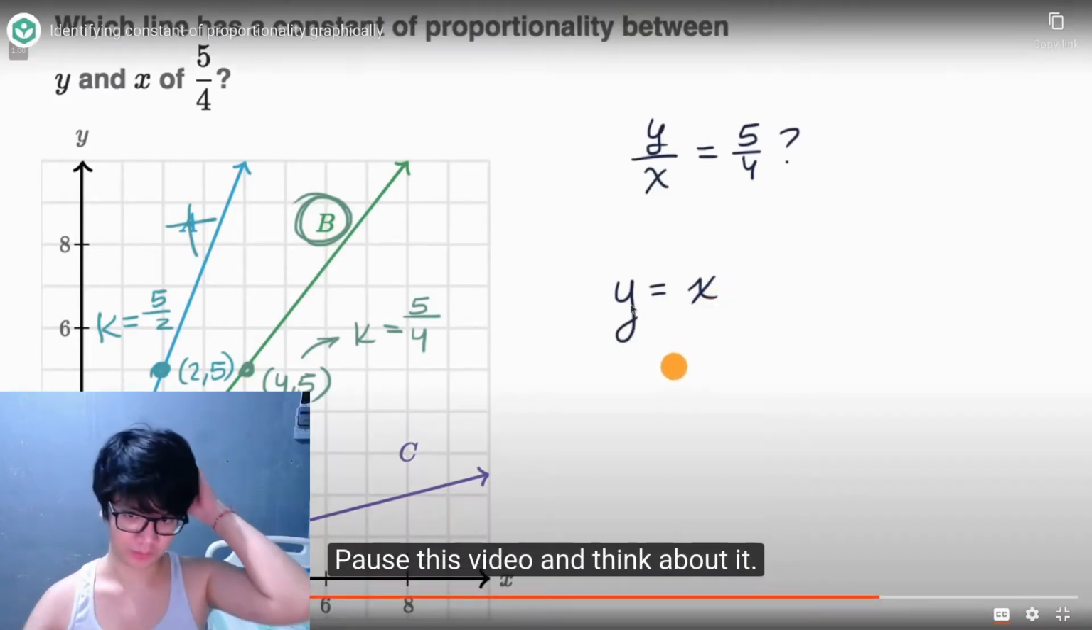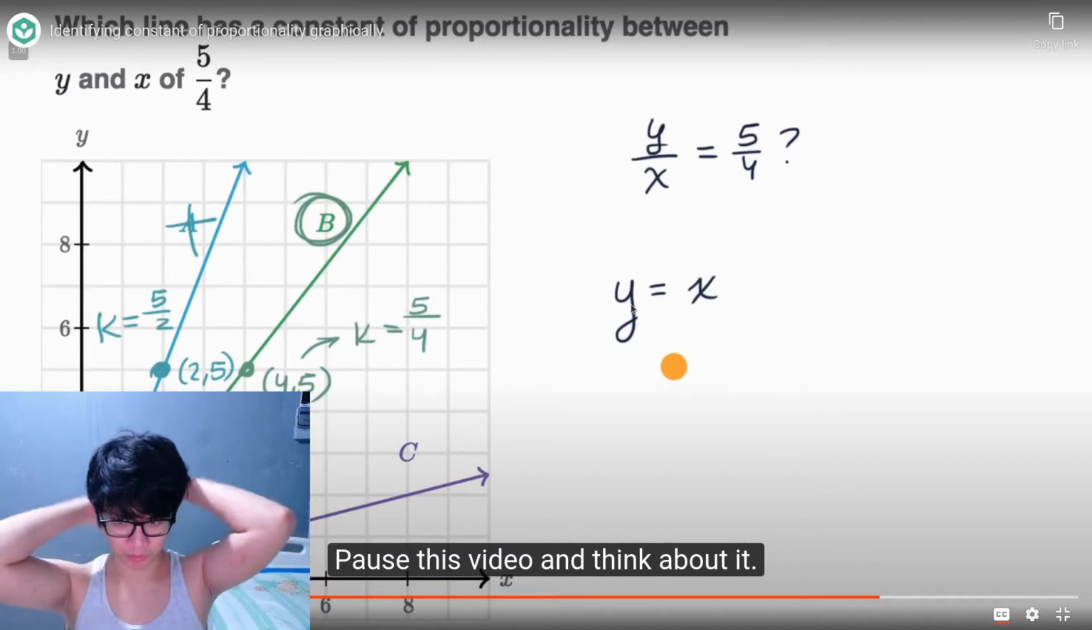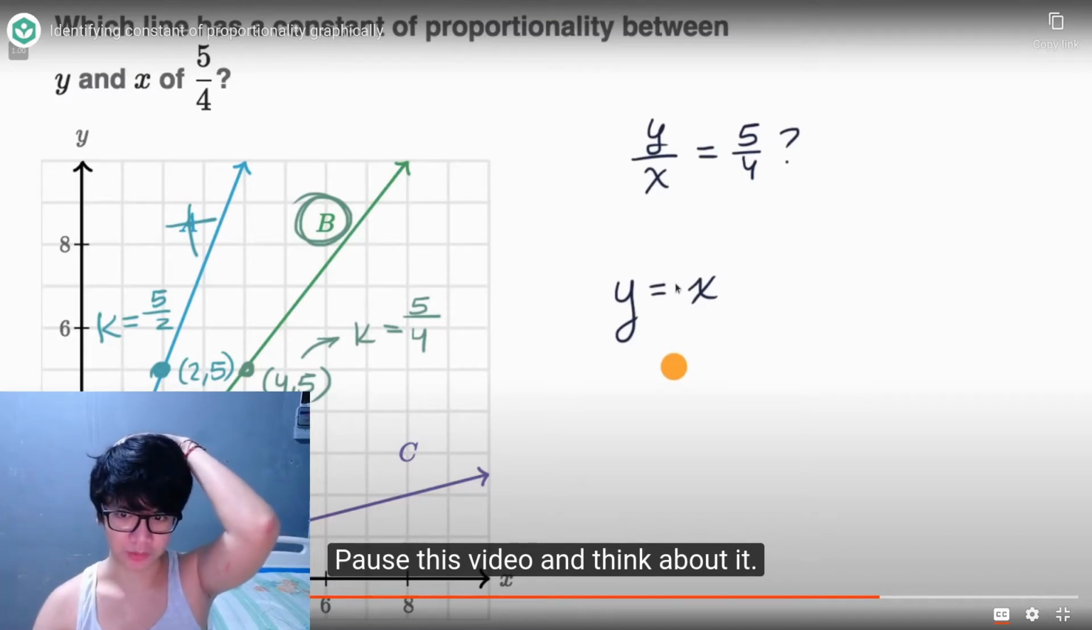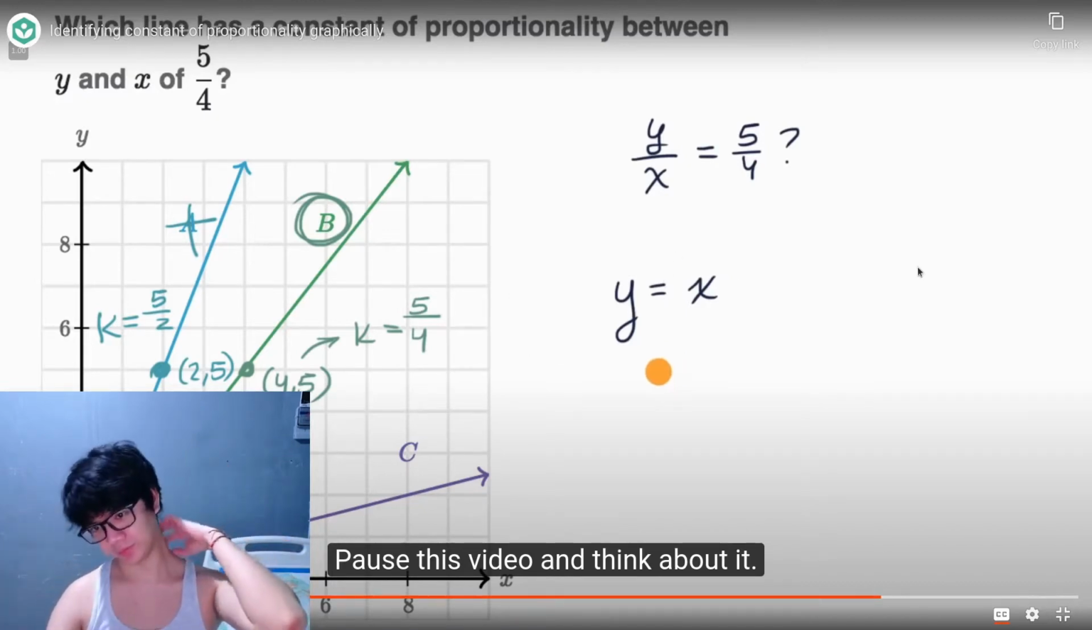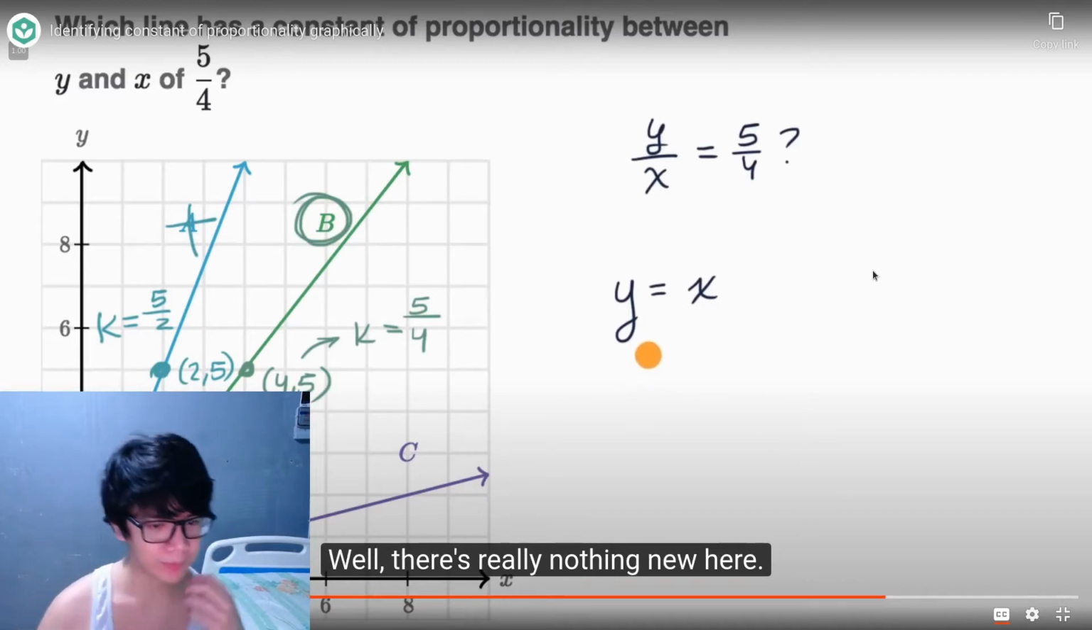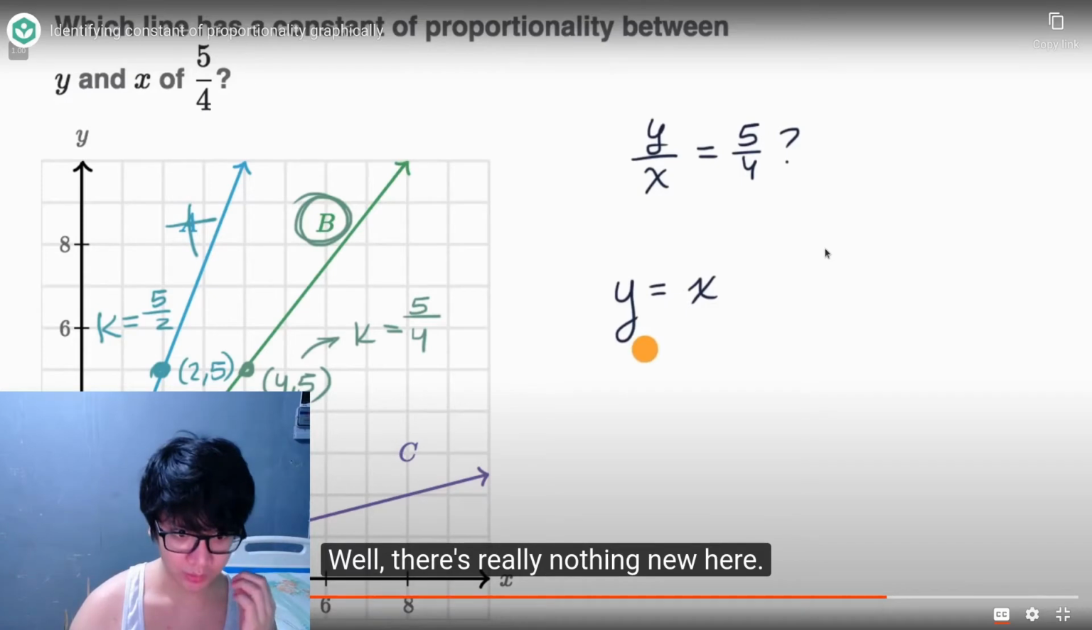Oh, let's think about it. Wait, isn't it the same as earlier? Like, the k would be here, right? So, what the heck? Well, I think it's gonna be just a straight line. I don't know. I mean, it would just be horizontal or vertical, right?